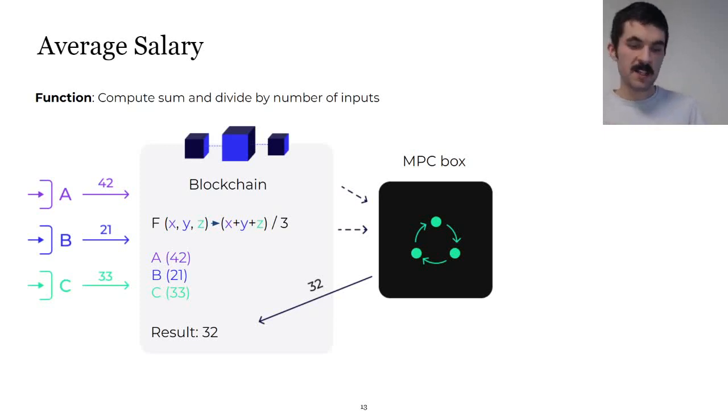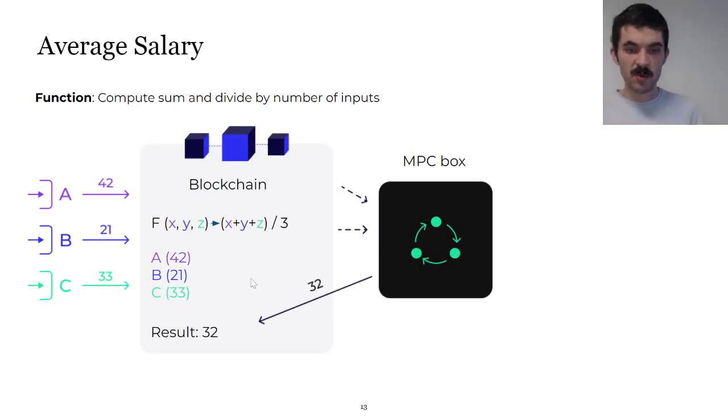So in this example, we have A who inputs the salary 42, B inputs salary 21, C inputs salary 33. The computation that this MPC box does is that it just takes the sum of the inputs, divides it by 3, and then it outputs this.